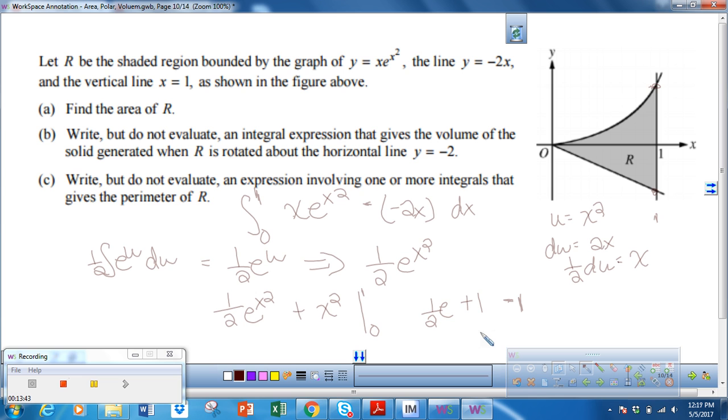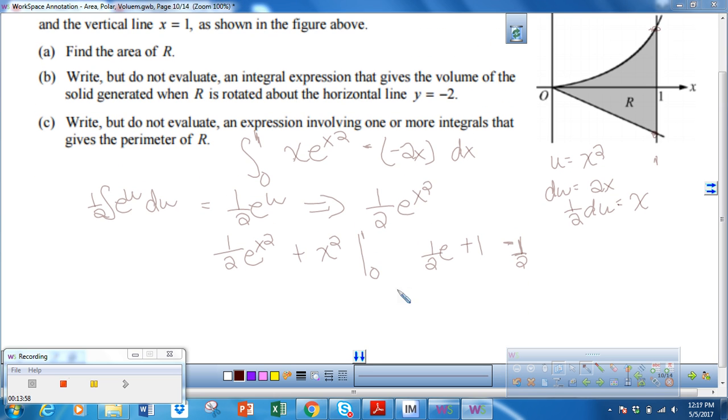And why do I have a mistake here? Actually, it's minus 1/2, I'm sorry, because e to the 0 is 1, but I have to multiply times 1/2. So it's minus 1/2. So my final answer is 1/2 e minus 1/2.